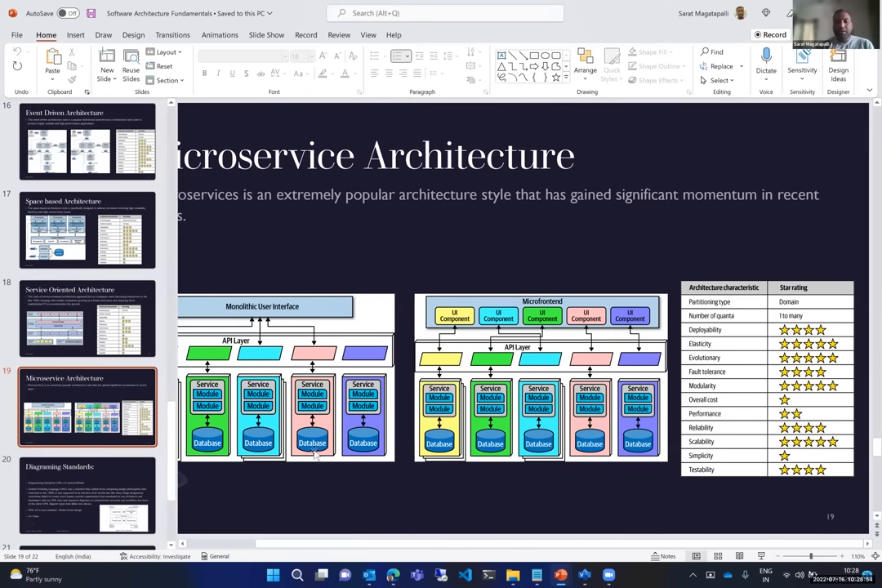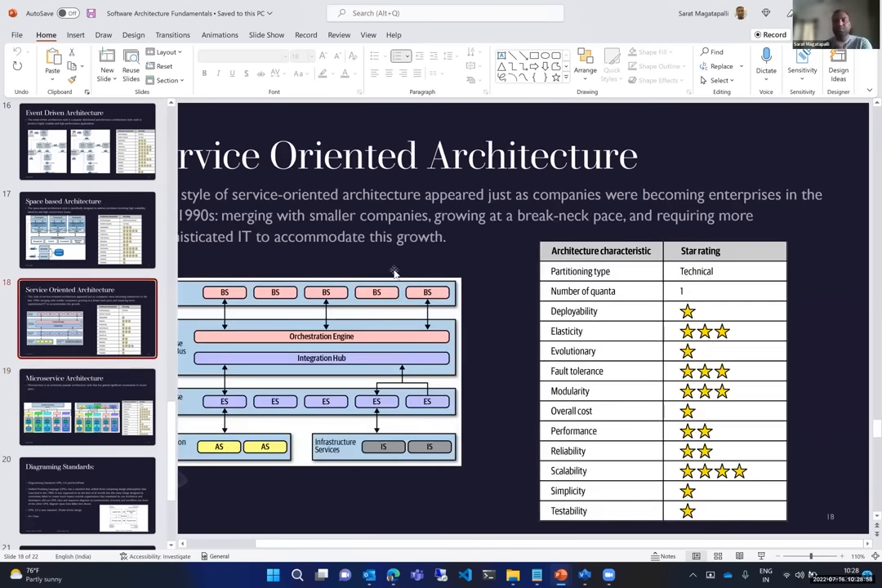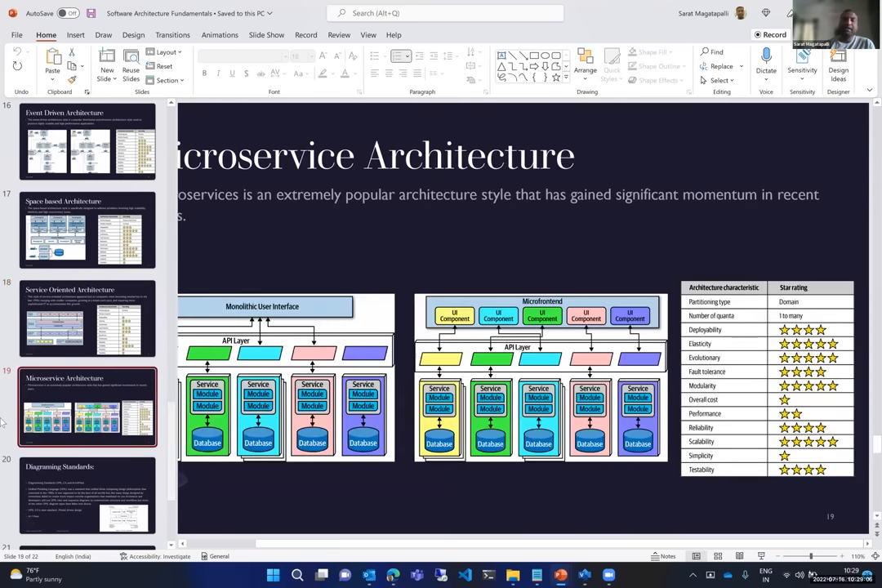Okay, right? So what we did in the last session was we talked about each and every architecture. We talked about the advantages of each and every architecture and when you need to use the respective architectural style.